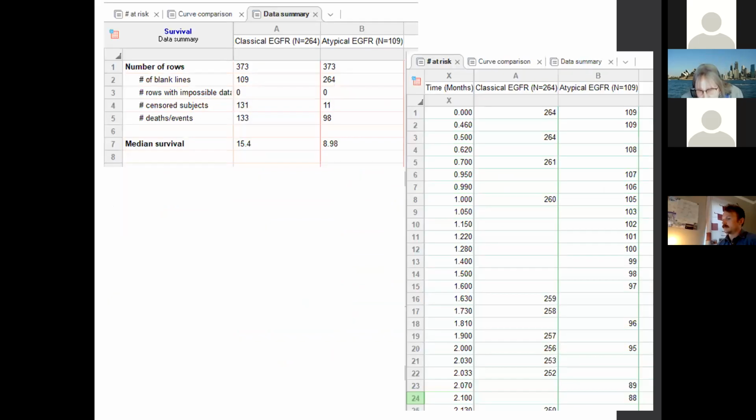Okay, I'm going to have to hurry because I've only got 14 minutes left. Here are the other tabs. This also gives you the median survival and would give you the number of censored subjects. If you have any possible data problems, say like negative values, it can point that out. But also if you ask for the analysis, it will sometimes point out that you have data that don't really match. And here you have the number at risk. So you can make a table that shows the number at risk at each time point. At the 0 time point, you have 264 and 109. If you go to 2 months, it's 256 and 95. So you can use that if the paper you're publishing in requires you to have such a table.